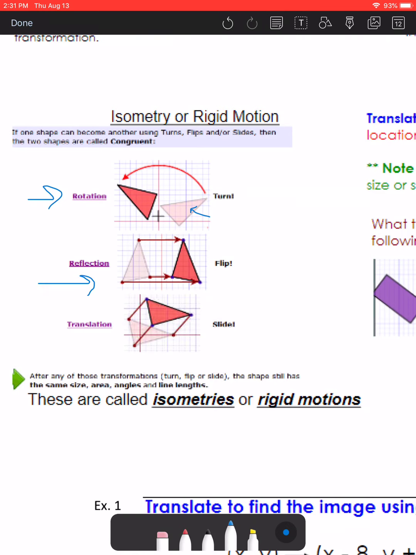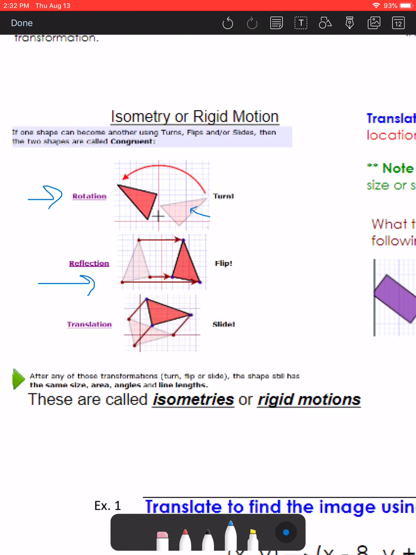The next one that we see is a reflection. So the light pink would be our pre-image, and the red would be our image. Notice the light pink figure has been reflected or flipped over this red line. And then the last one that we see here is called a translation. We also sometimes refer to that as a slide. We're moving all of our points. It can be just your x values are changing, or just your y values are changing, or both your x and your y values are changing. So here the light pink triangle is our pre-image and the dark red is the image.